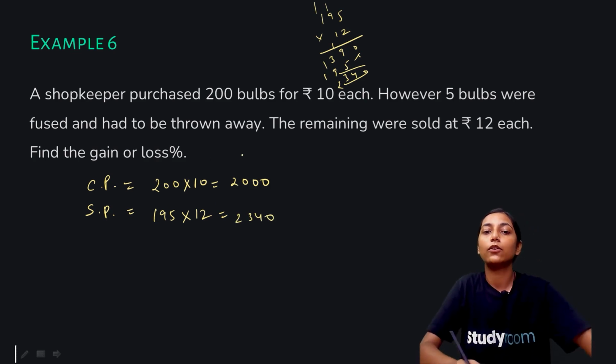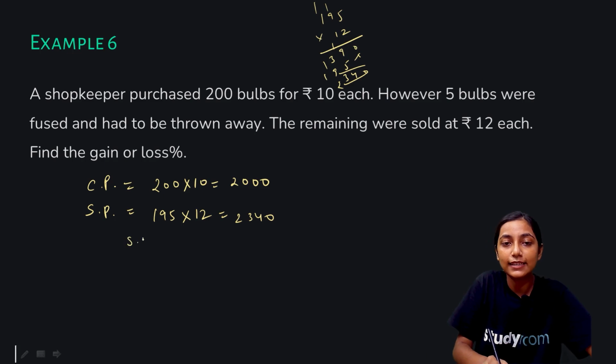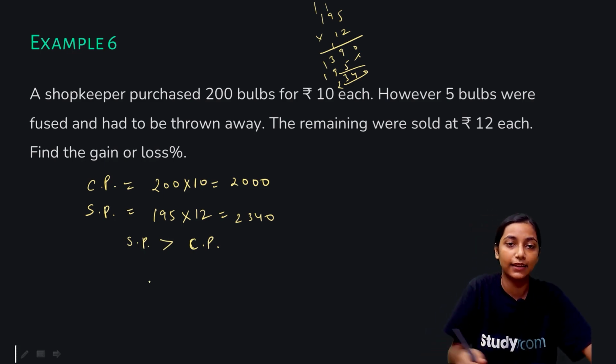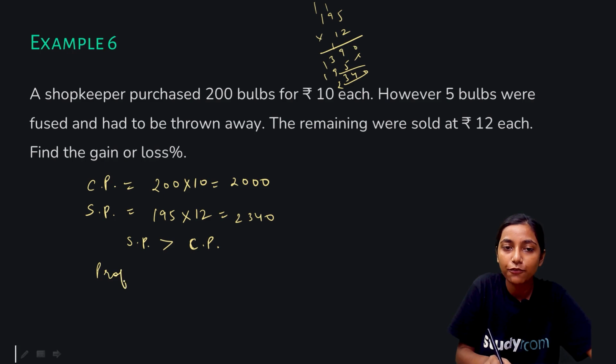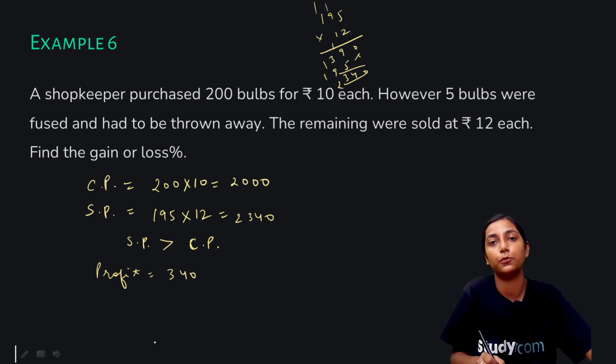2340. So our cost price is 2000, selling price is 2340. You can easily see that selling price is greater than cost price. That is, the shopkeeper is making some profit because selling price is greater than cost price. What is that profit? That profit is 2340 minus 2000, that is 340 rupees.